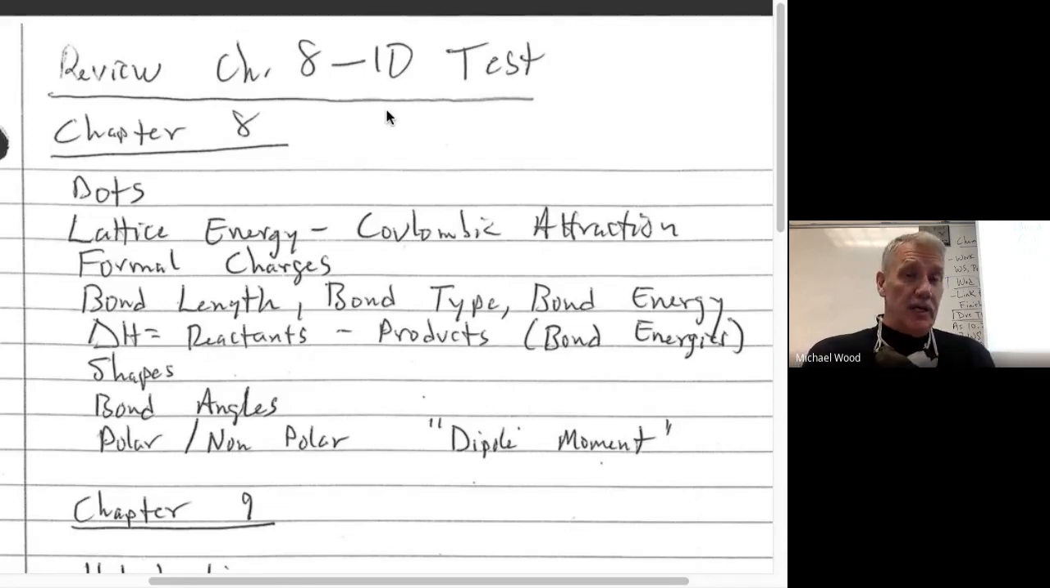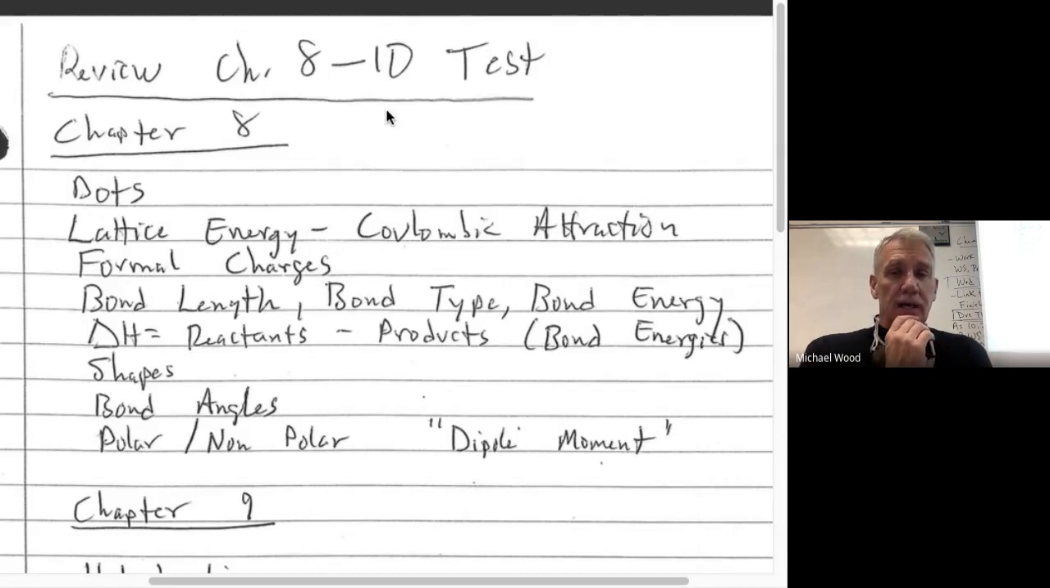So from chapter 8, here are things that you guys need to know how to do: dots. Definitely know how to do dots. There's a question or two about lattice energy and Coulombic attraction. So we talked about the ion size, and we talked about the difference in charge. Okay, formal charges, not a major thing on the test. I think there's one question about formal charges, so you need to know that.